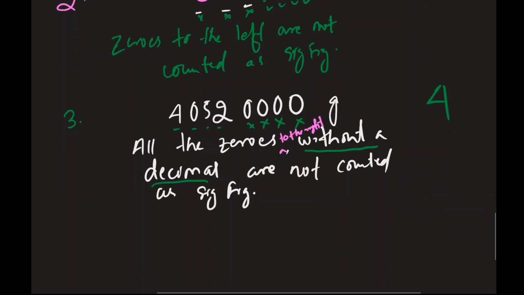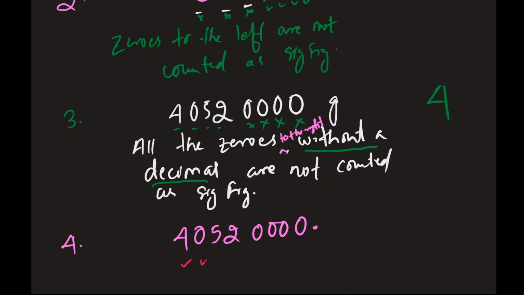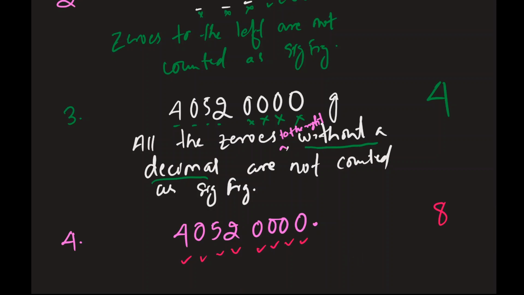Here is another complicated version. If I have the same number and I put a decimal there, then suddenly all the zeros are going to be counted. So 1, 2, 3, 4, 5, 6, 7, 8. If I put a decimal there, then it's all counted. If I put another 0 there, this will also be counted, so it's going to be 9. Any questions so far?